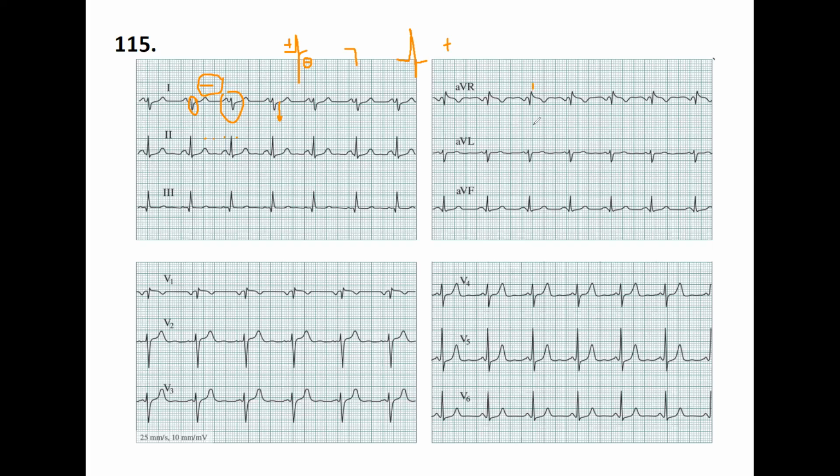So lead number 1 is negative, and again it's showing that you are on the right side, right deviation. aVF is positive, so you are somewhere here. And aVR is equiphasic, the positivity and negativity are the same. So again, you have 120. Okay, got it. Good. Thanks. All right.